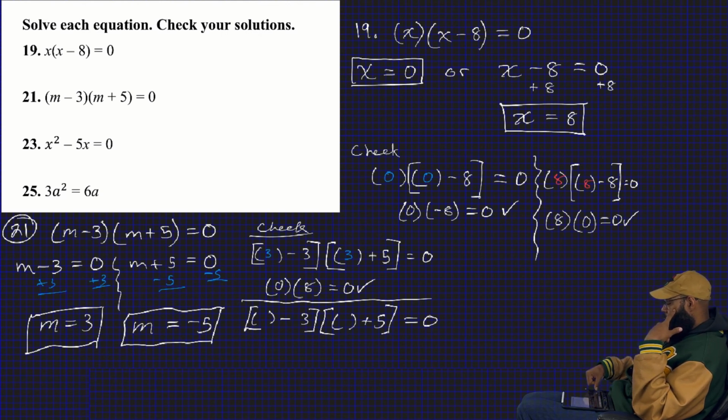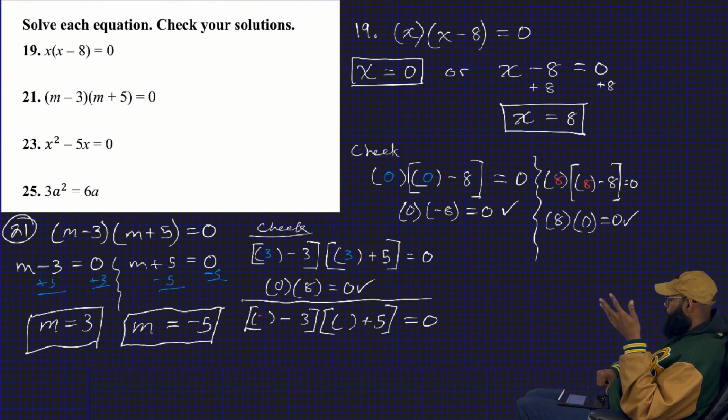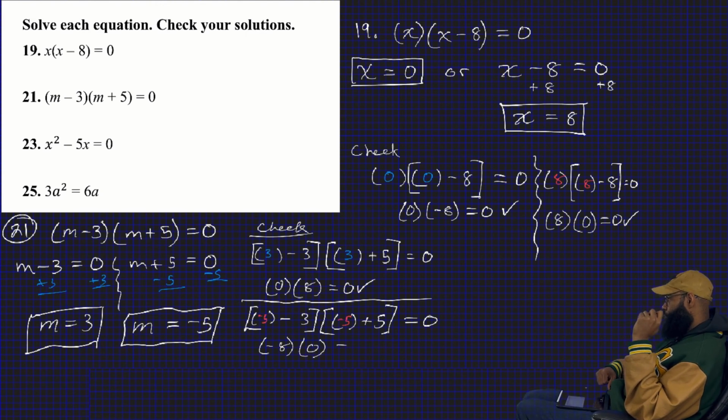And I love it because you do it the exact same way we did it before, right? And now plug in your second value for m, because you can have more than one value, and you're seeing that now. -5. So -5 minus 3 is -8. And of course, -5 plus 5 is 0, so anything times 0 is equal 0. And it's checked again, right?